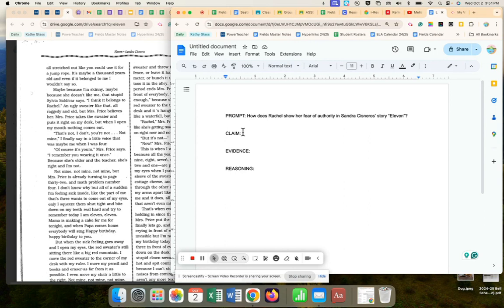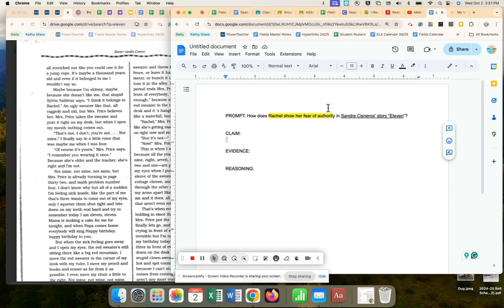Okay, now that being said, if your prompt is, how does Rachel show her fear of authority in Sandra Cisneros' story 11, we're going to take part of that statement and we're going to use it in our claim. So the prompt is a question, how, right? We're going to turn it into a statement. So what I did was I highlighted what they're asking us to do. How does Rachel show her fear of authority?